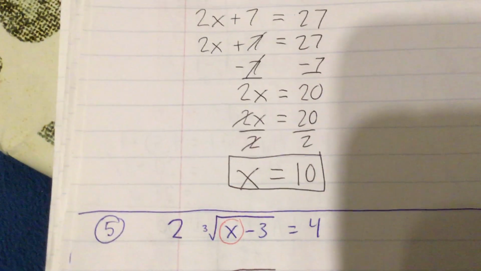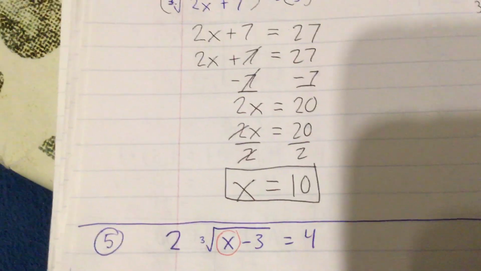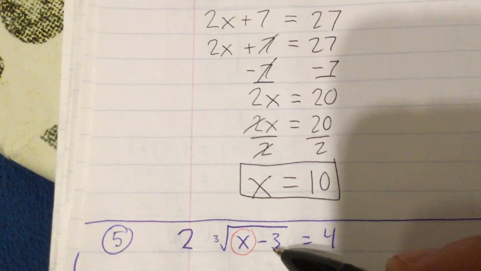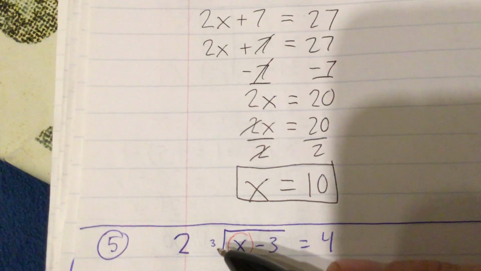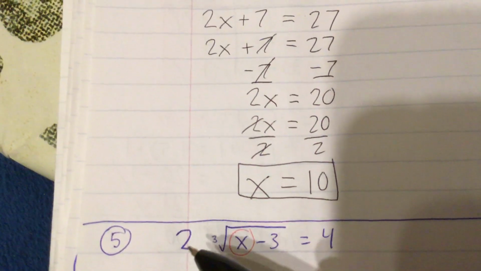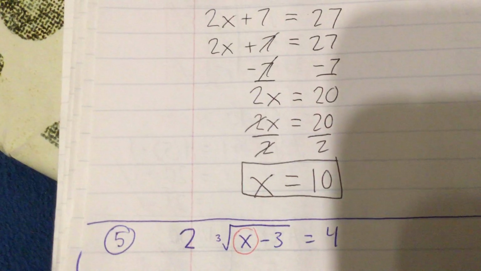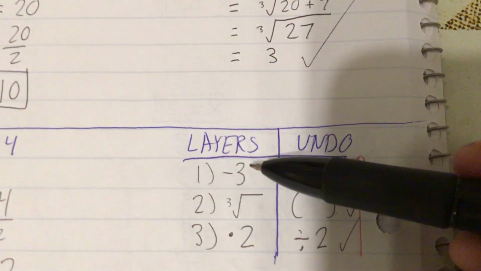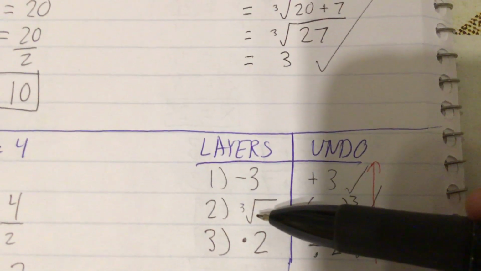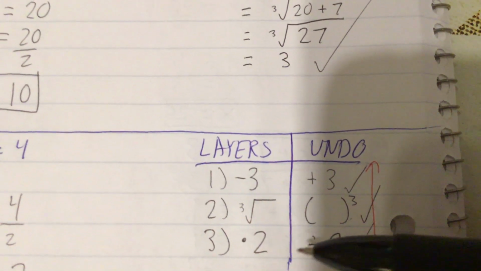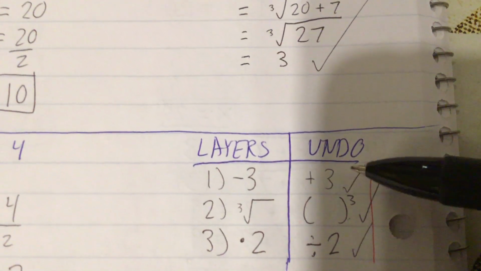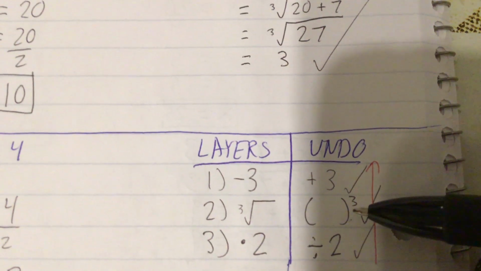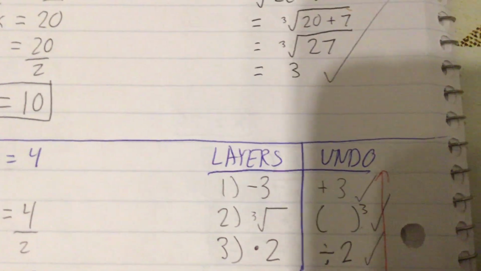Well, I'm going to look at the layers. First things first, let me get my pen. So first things first, that x is getting subtracted by 3, cube rooted, and then multiplied by 2. I'm going to undo those 3 layers. So I'm going to undo the minus 3 layer, the cube root layer, and the times 2 layer by going from outermost layer to innermost layer. First things first, I'm going to divide by 2. Then I'm going to cube both sides. And then I'm going to add 3 on both sides.